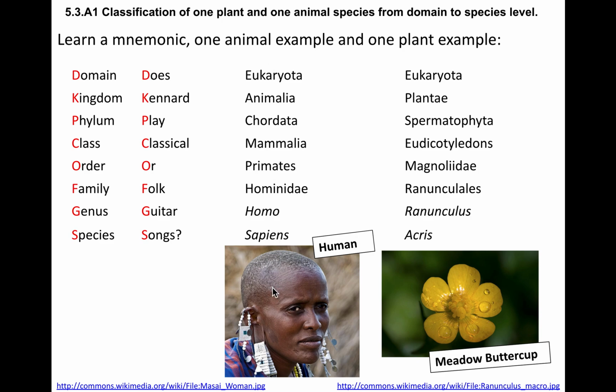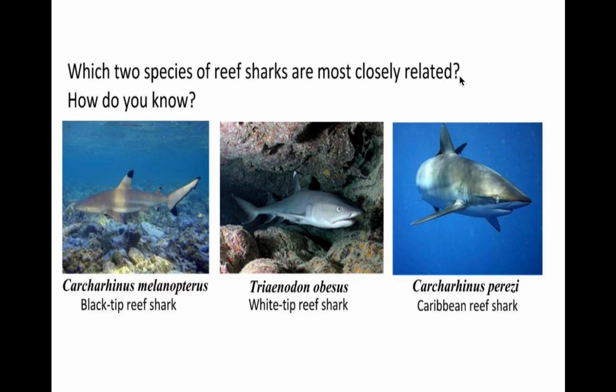And here you can see this is the full scientific nomenclature for human, and this one's for a meadow buttercup. So maybe take some time, try to find your favorite flower and your favorite animal. Maybe you just want to know the human one because you are a human, to memorize it. So let's look at how we actually classify these organisms.